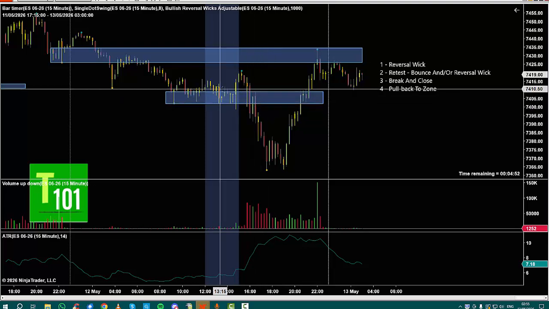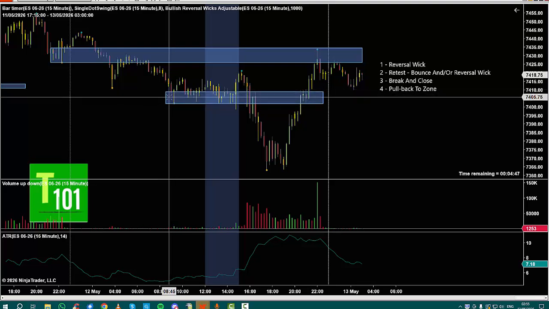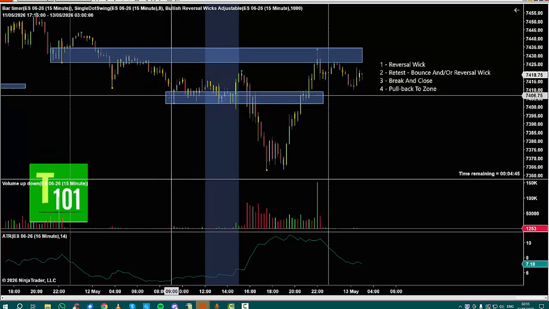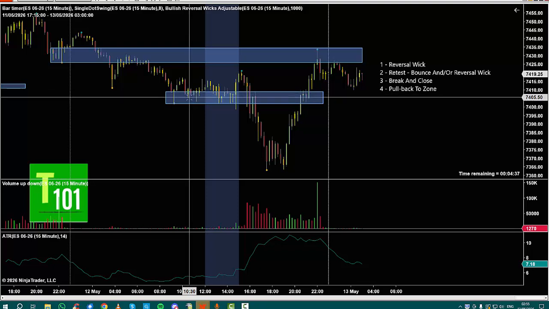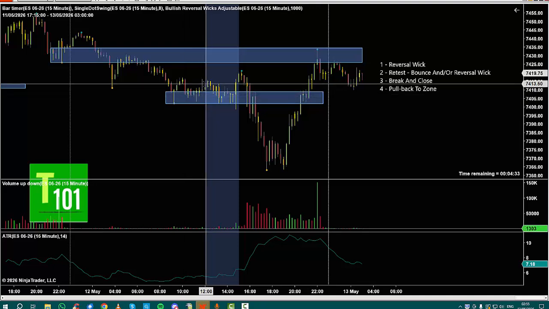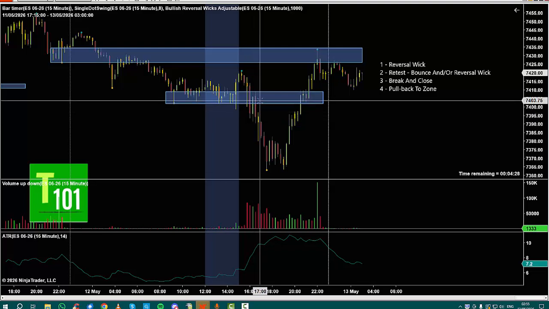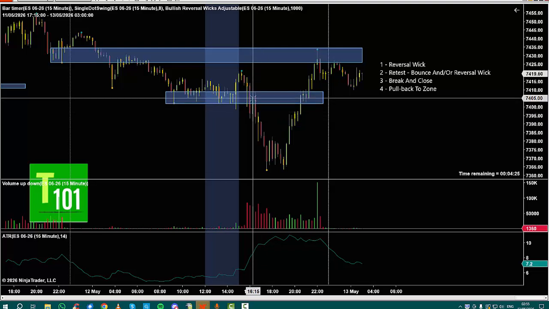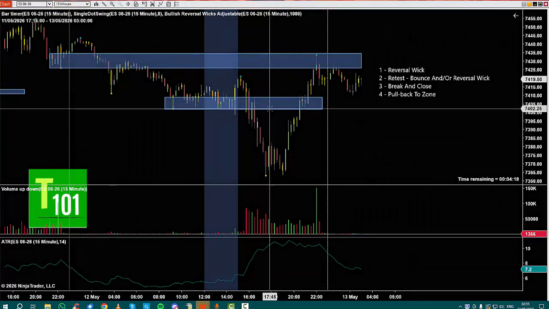So back to this 3rd lesson. Number 1, reversal candlestick, reversal wick. Highlight that and see, and over time you'll be able to pick these out fairly quickly if you practice. Retest, so it moves away, comes back and retests via either and or reversal candlestick and bounce. We've got that. Break and close here. Pull back to the zone. Entry model on the lower time frame. In my case, this is going to be a 1-minute entry. This is the 15-minute here. You can't see it, but it's the 15-minute of the ES.